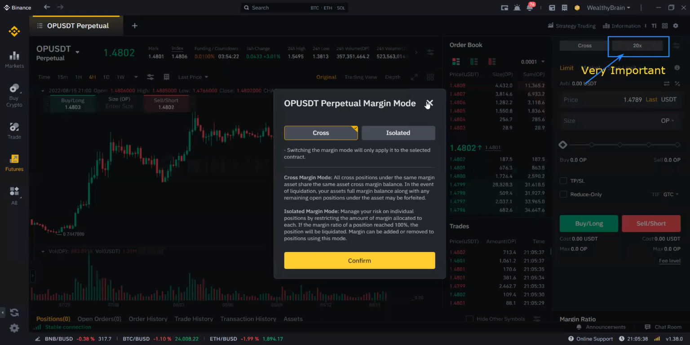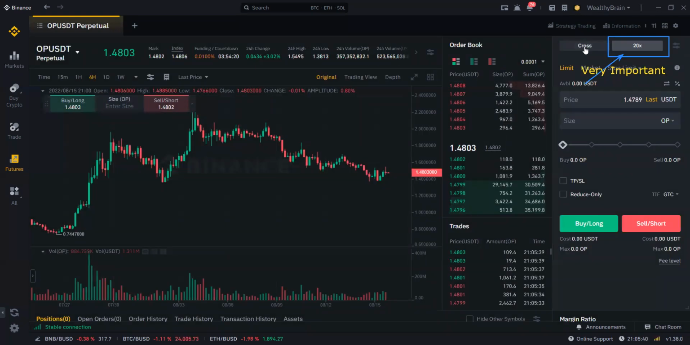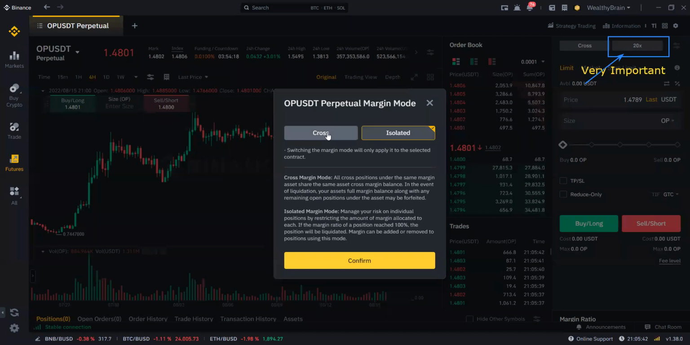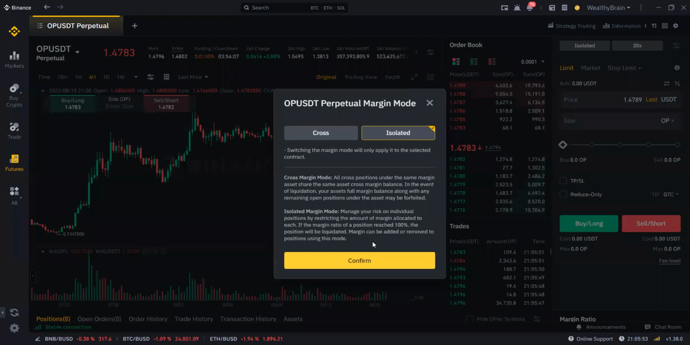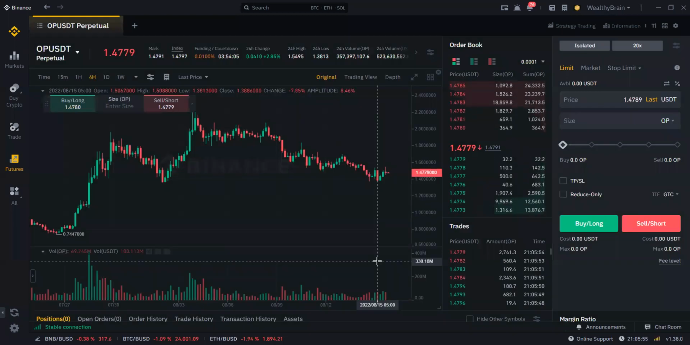So if you click on cross margin or maybe isolated margin, you just click confirm. Let's work with isolated. Click on isolated. Okay, confirm it. You can see it has changed from cross to isolated. So you can just set it that way, set your leverage, and then you can see the price.